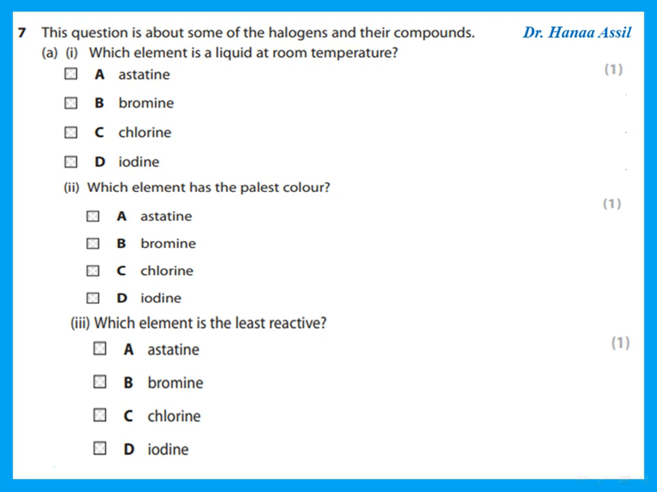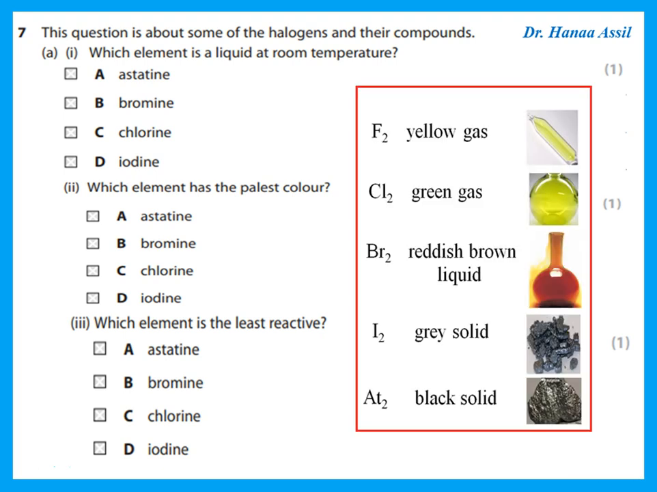This question is about some of the halogens and their compounds. You remember the appearance of halogens and the state of the different halogens. So if he says which element is a liquid at room temperature, remember we said which halogen is liquid. It is bromine, of course. It is a reddish brown liquid. And remember that bromine is the only liquid non-metal.